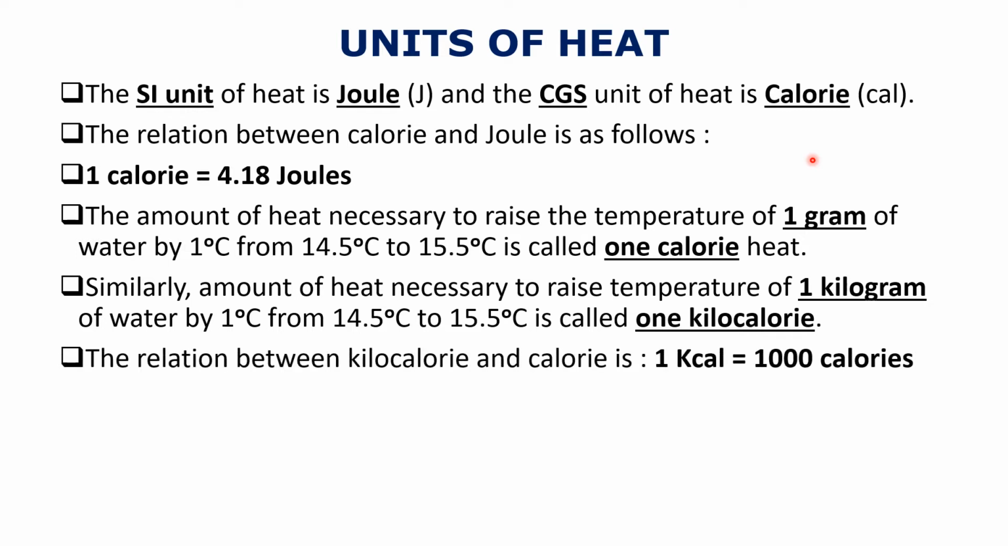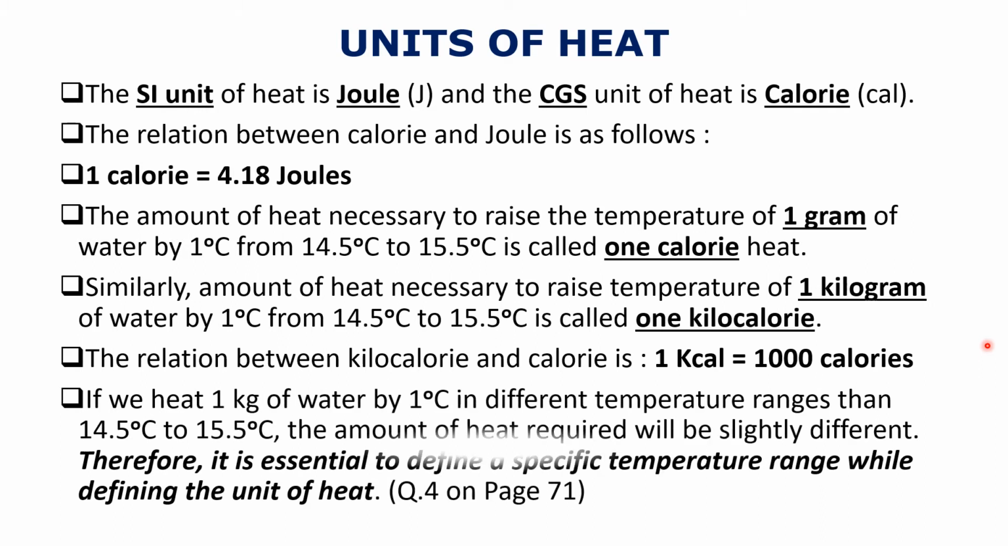So what is the relation between kilocalorie and calorie? Very simple. 1 kilocalorie is 1000 calories. Why? Same concept. If I ask you 1 kilogram is how many grams, you will say 1 kilogram is 1000 grams. So if I ask you 1 kilocalorie, you will say 1000 calories. Just as you say 1 kilogram is 1000 grams, you say 1 kilocalorie is 1000 calories.